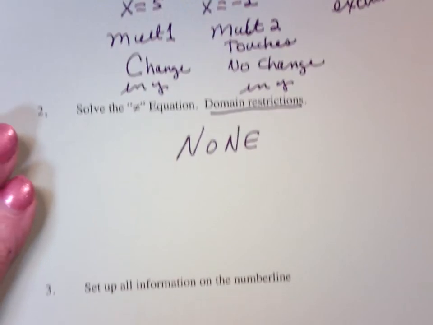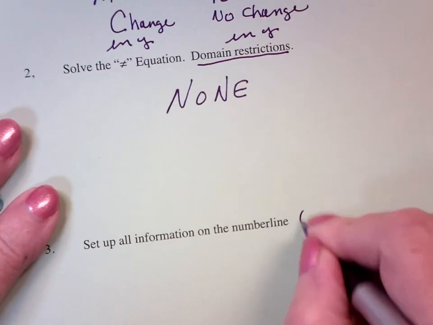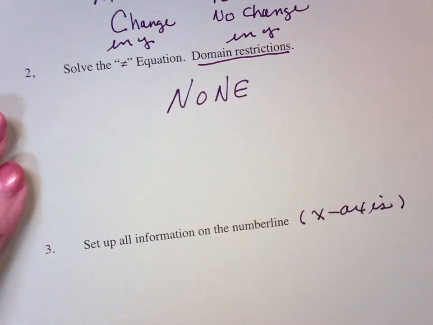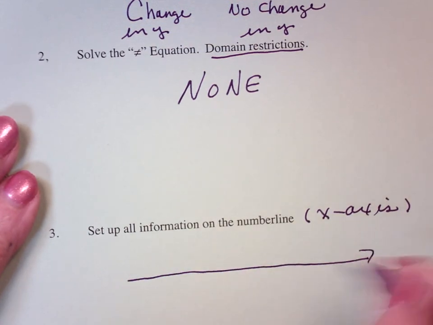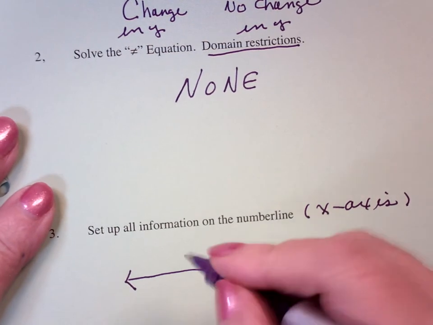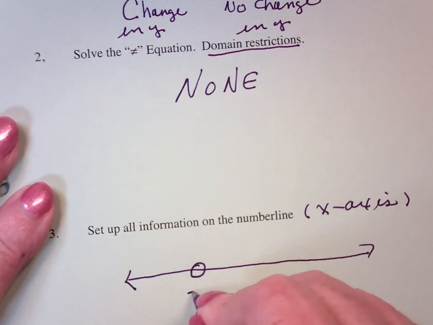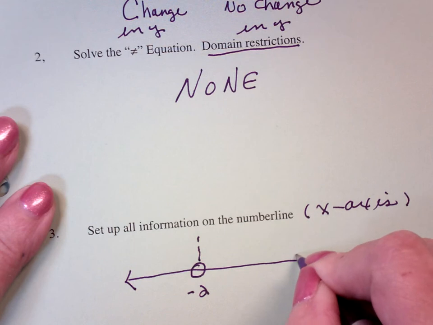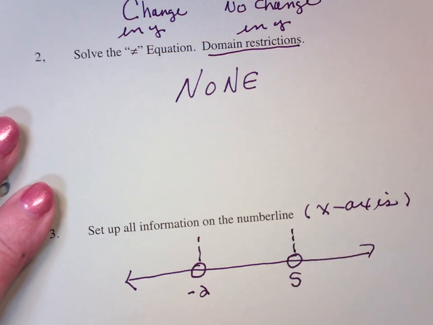Then what I'll do is I set up the information I have on the number line. The number line is really the x-axis. So that says I draw the number line, which is the x-axis. I place the zeros on the number line. The zeros are -2, it doesn't include, so it's an open dot, and +5 doesn't include, it's an open dot.